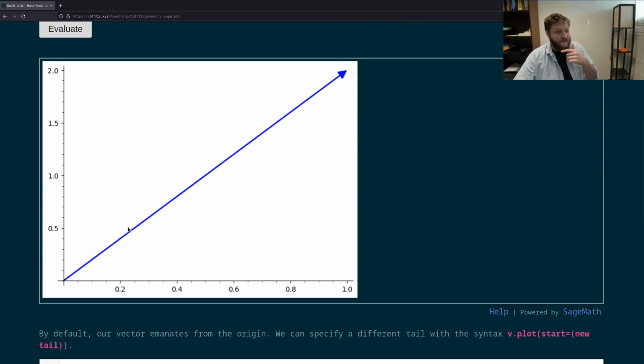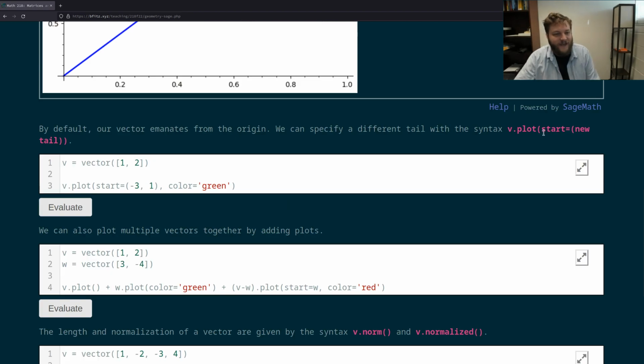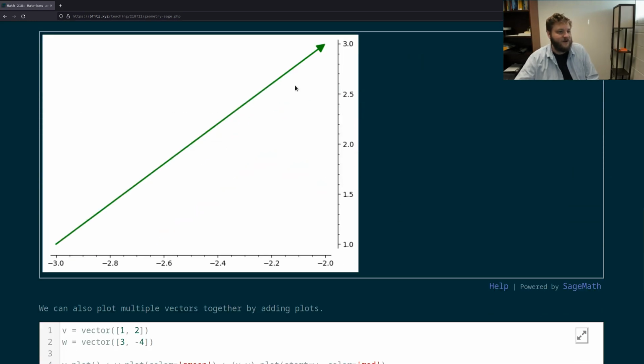Now, you'll notice that the default is to plot vectors so that they always emanate from the origin. You can actually move vectors around using this syntax. Inside the parentheses for plot, input start equals, and then the coordinates for wherever you want the tail of your vector to be. So here I'm defining a vector 1, 2, but I'm going to plot it so that it starts at the point -3, 1. I've also included some syntax here to change the color to green. So if I click evaluate here, this will plot my vector and it'll redraw the axes so that the tail of the vector is that point -3, 1.